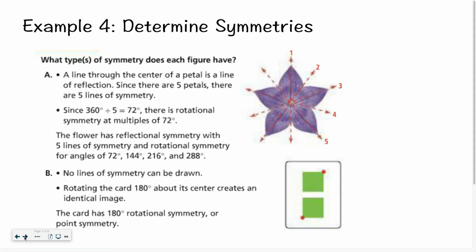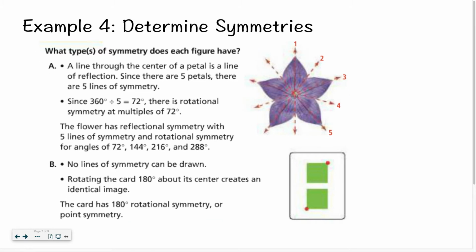All right, so example 4, determine symmetries. For this one, I'm just going to talk you through it because this is all stuff that I've shown you on the previous slides. It's just putting it all together. So if I gave you that picture of that purple flower and I said, what types of symmetry does each figure have? Start with reflectional, okay?